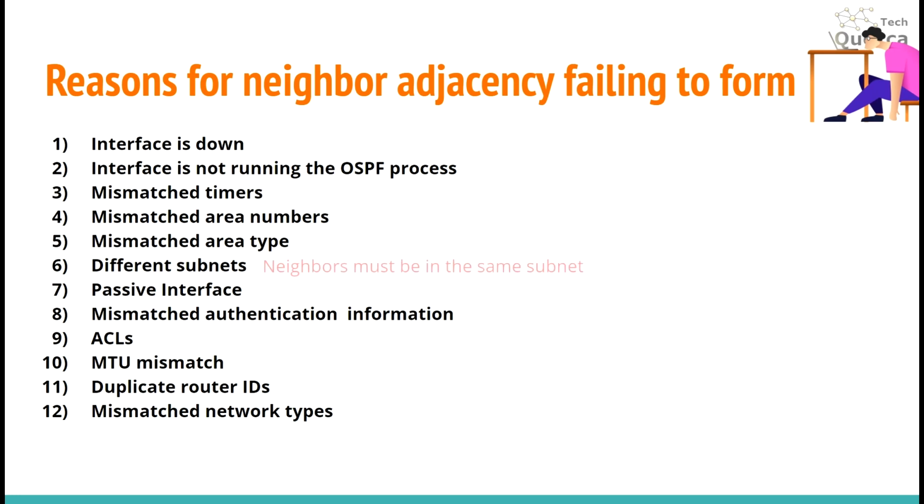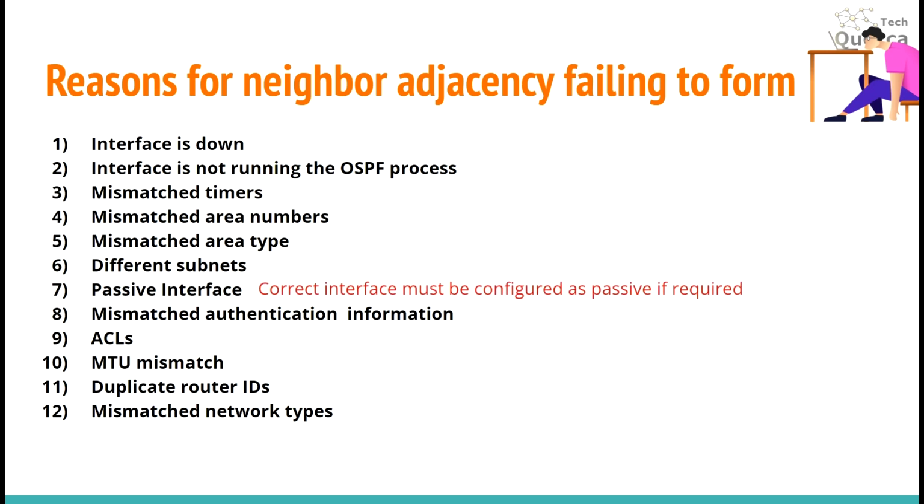Next one is different subnets. The same subnet should be configured on each end of the link between routers. Passive interface. This is a good feature, especially for security purposes. But if you configure a passive interface on an incorrect interface which needs to form adjacency, the adjacency will not form, because a passive interface is not sending hello packets.